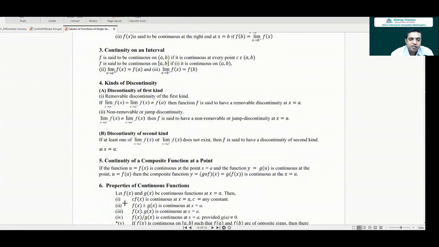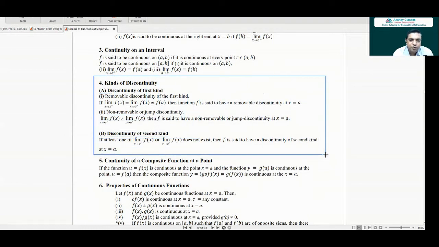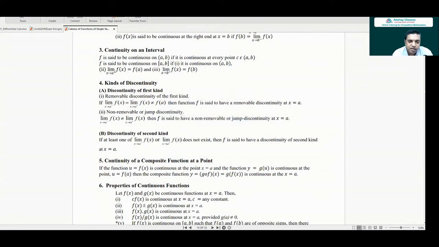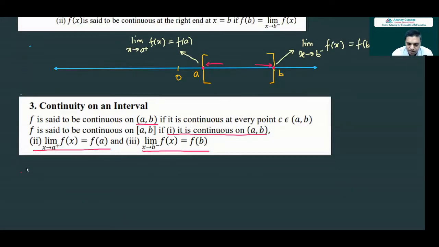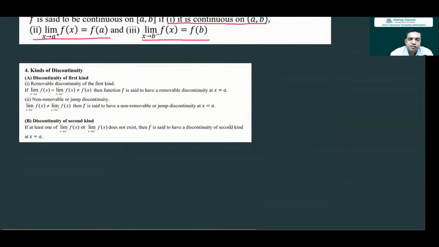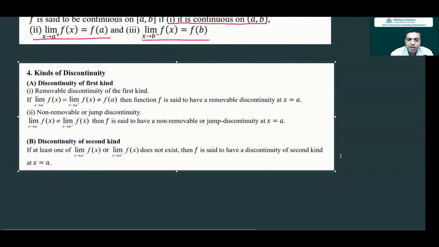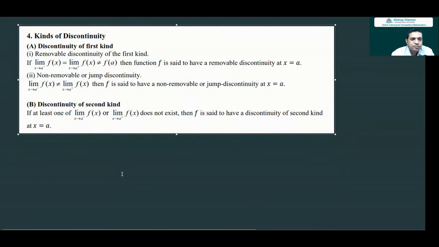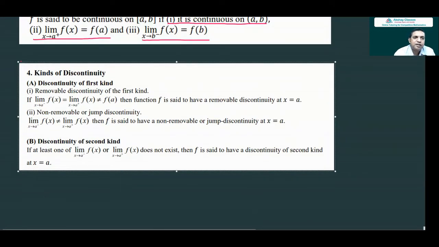Next, the kinds of discontinuity. Of course, from a GATE point of view, this classification is not so critical, but we'll nonetheless cover it because they might ask whether it is continuous or discontinuous, and understanding this is important. It will just take a few minutes. So, kinds of discontinuity: discontinuity of the first kind and discontinuity of the second kind.